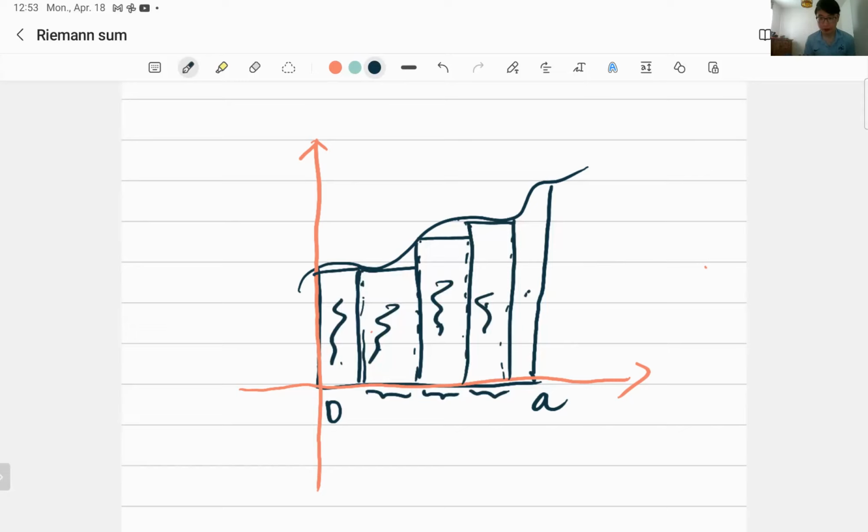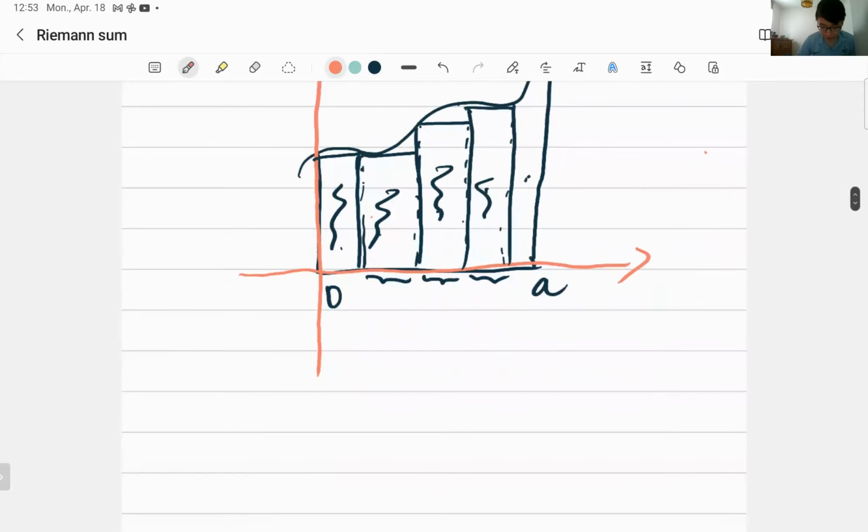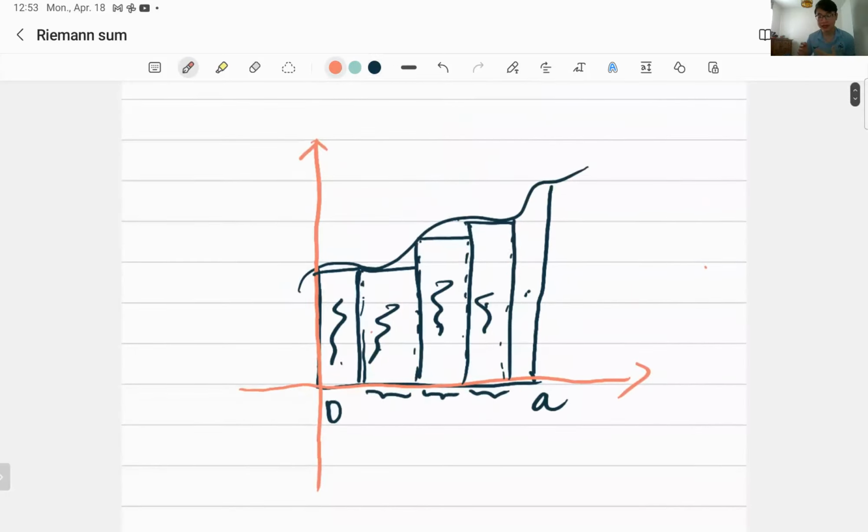Now, we have to understand one more thing: we cause some errors too. This is called a left rectangle measurement because everything is based on the left side. I draw every rectangle based on the left side, so it looks like I left these parts out. These can cause errors in my measurement.